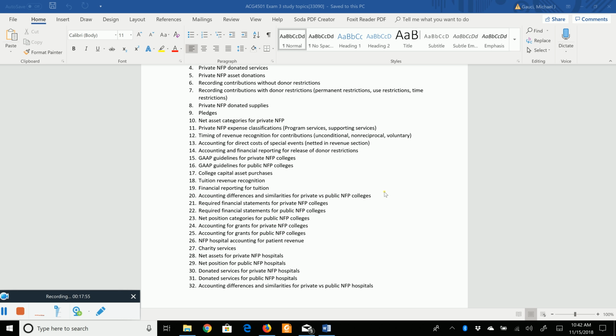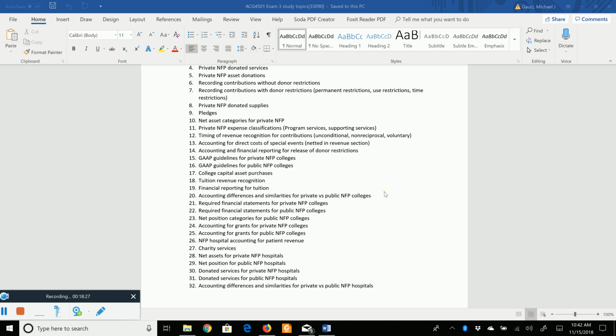And if you go back to that proprietary fund chapter, you will see the net position is broken down in 3 subcategories: unrestricted, restricted, and net investment in capital assets. Make sure you know how to come up with the dollar amounts and what all of these 3 net position categories mean. 24 and 25, I actually gave the example already, accounting for grants, private versus public nonprofits.